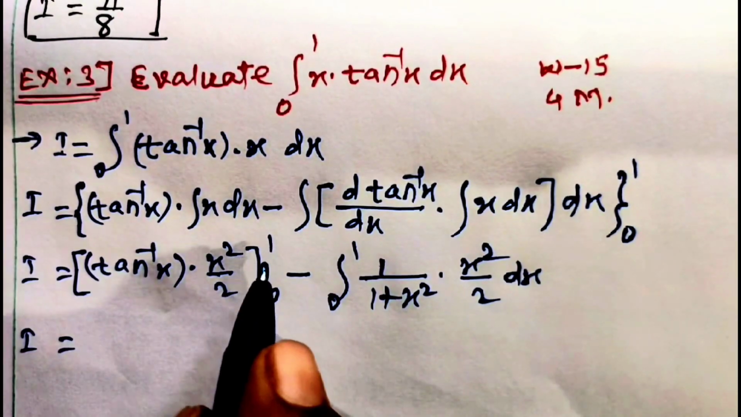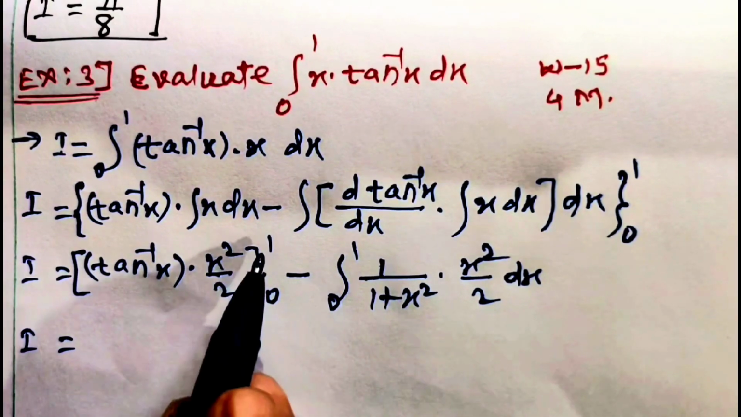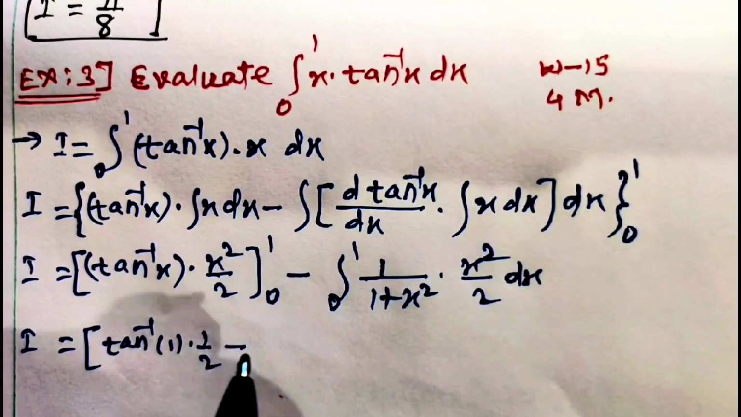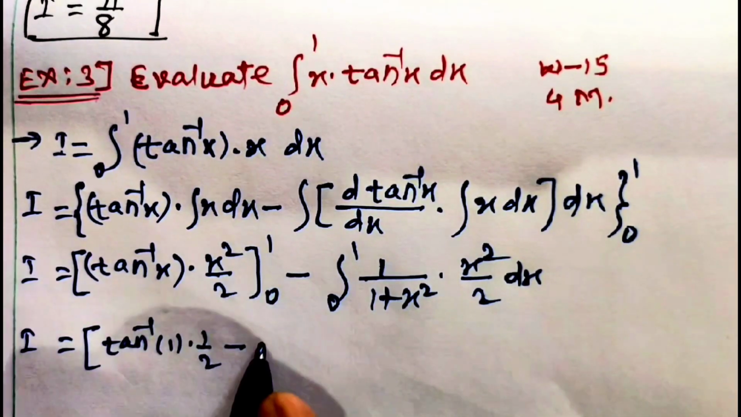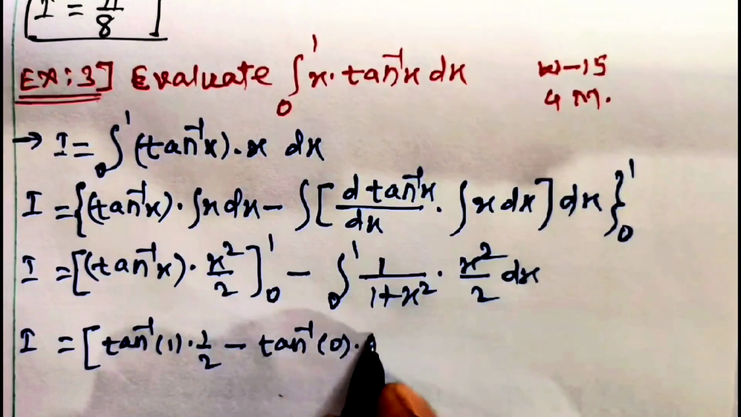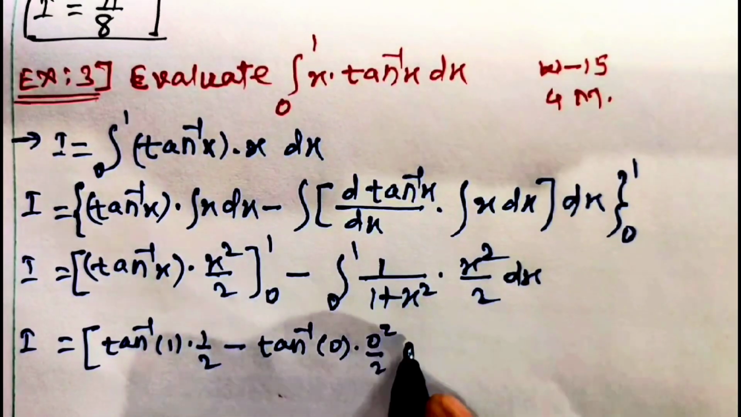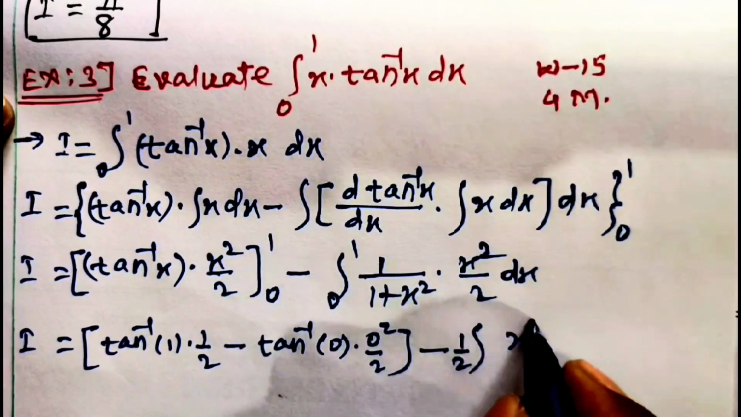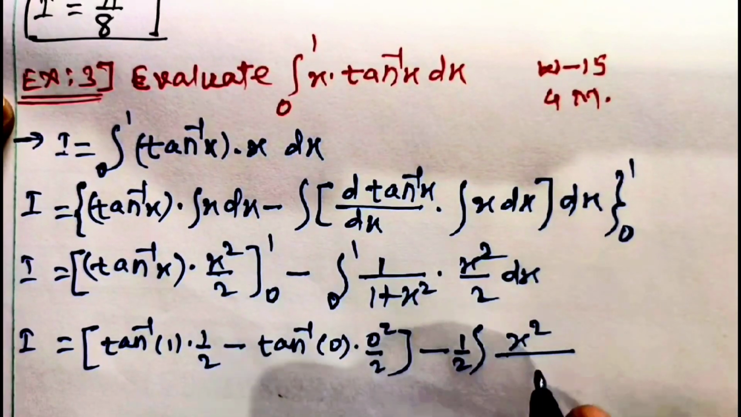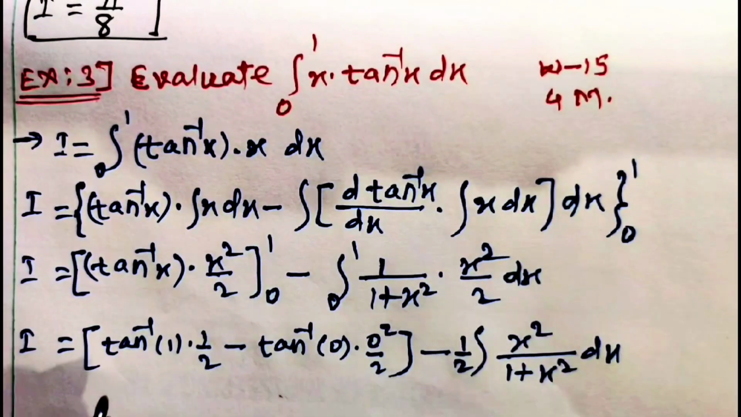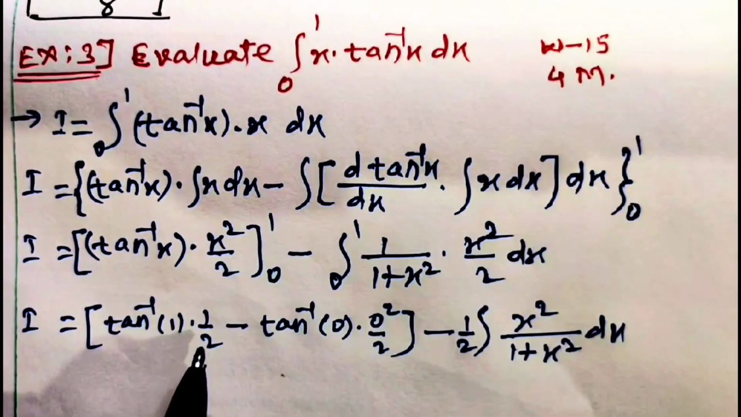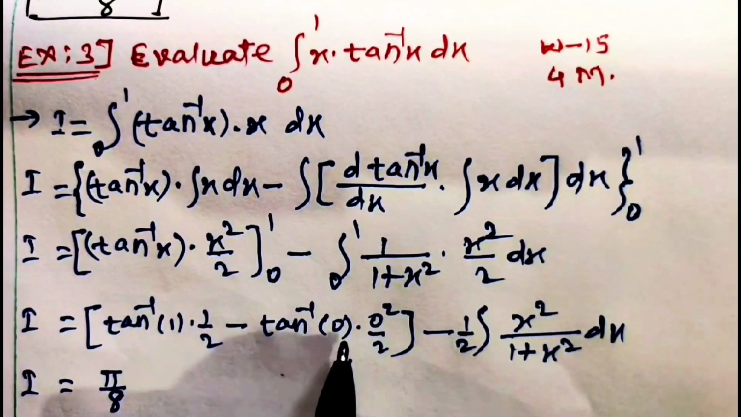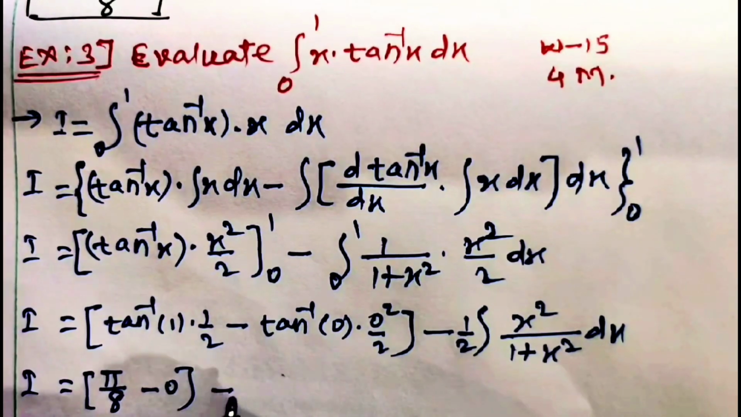I is equal to, if we substitute the upper limit, replacing x by 1, tan inverse 1 into 1 upon 2, minus substitute x is equal to 0, hence tan inverse 0 into 0 square upon 2, minus integral of 1 upon 2 taken outside the integral sign, x square divided by 1 plus x square, integral with respect to x. Tan inverse 1, which is pi by 4, into 1 by 2. So I is equal to pi upon 8 minus 0 minus 1 by 2.